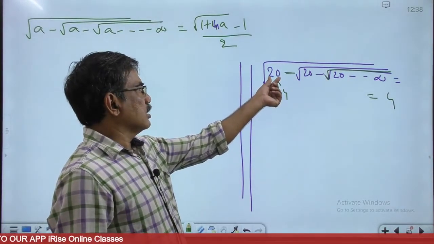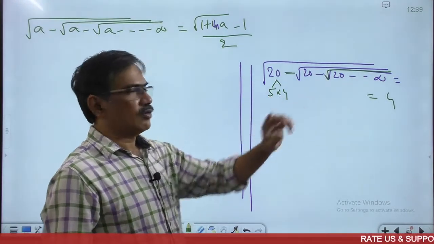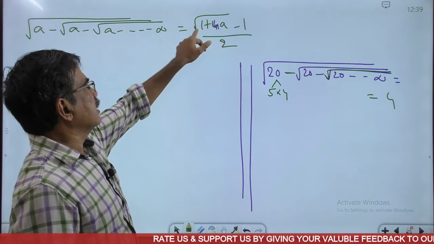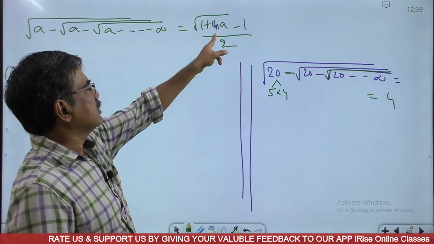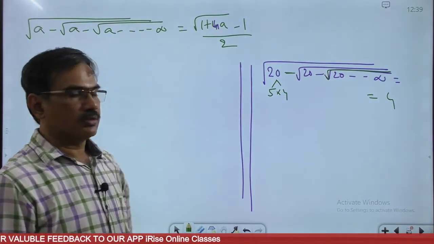If this can be written as a product of two terms whose difference is 1, then the smaller one is the answer. Or substitute 20 here: 4 into 20, 80, 80 plus 1, 81, root of 81 is 9, 9 minus 1, 8 by 2, 4.